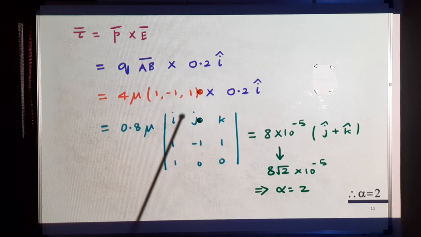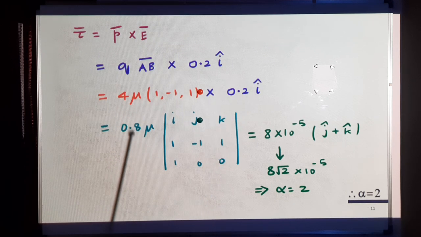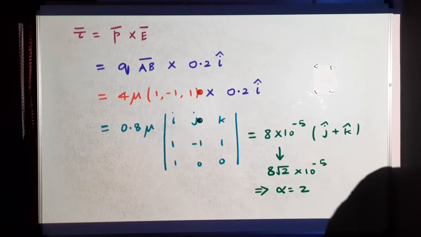And the cross product of two vectors can be written in terms of a determinant. First vector is 1, minus 1, 1. Second vector is just 1, 0, 0 because 0.2 is multiplied here. So I'm expanding along this row. So 1 into this determinant, which is this one. Magnitude is root 2 of this one. So alpha is 2.